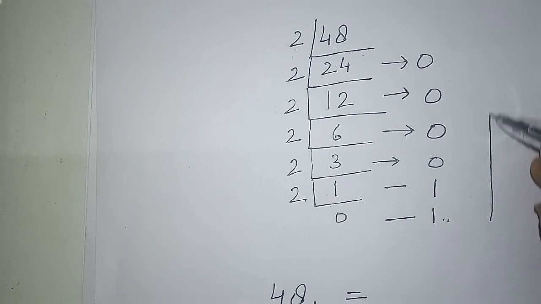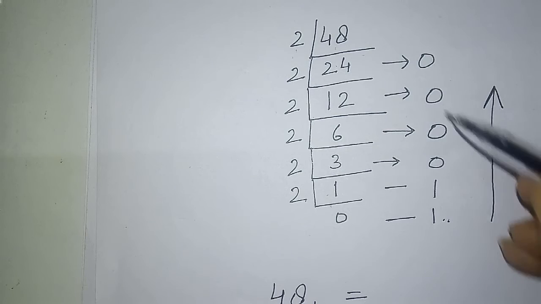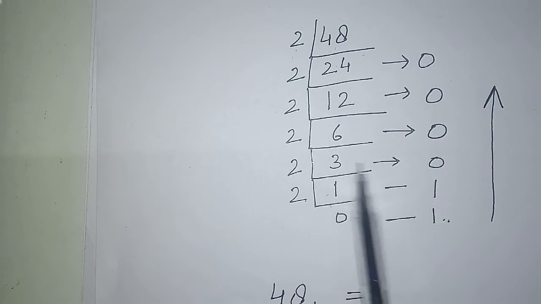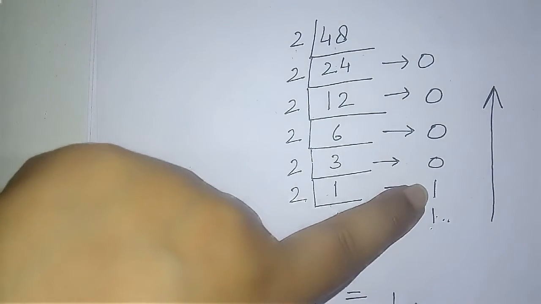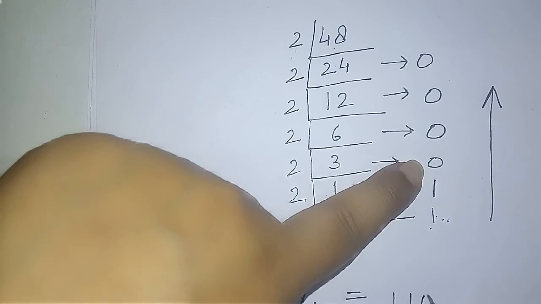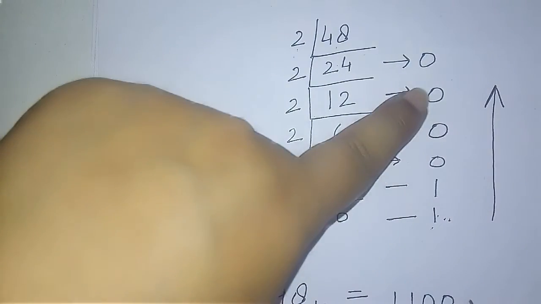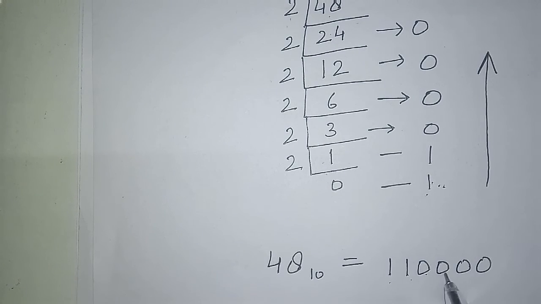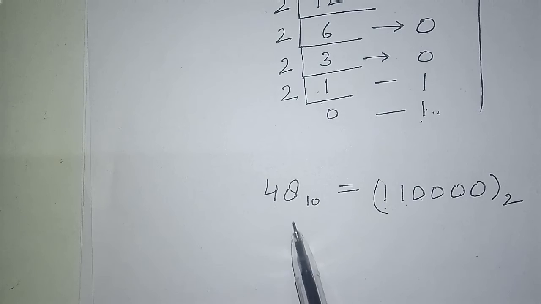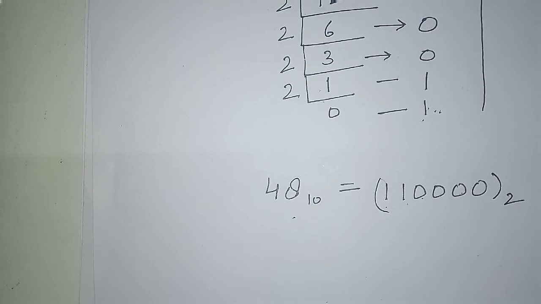From bottom to top. Do remember, we create the remainders from top to bottom, but we accumulate them from bottom to top. Meaning the first will be 1, the second one will be 1, and then 0, 0, 0 and 0. So this 110000 is the binary equivalent of the decimal number 48. I hope you would have understood it.